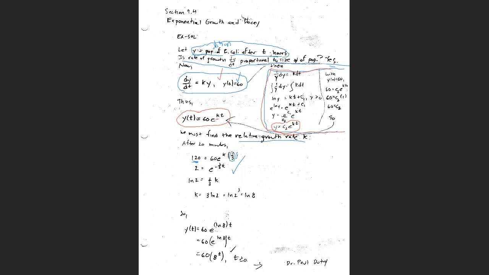So, we'll divide by 60 on both sides of the equation here. So 2 will equal e to the 1/3 k. That's not a negative there. It's just 1/3 k. And then we take the log of both sides of the equation, and k will equal 3 times the log of 2, which is the log of 2 to the 3rd power, which is the log of 8.